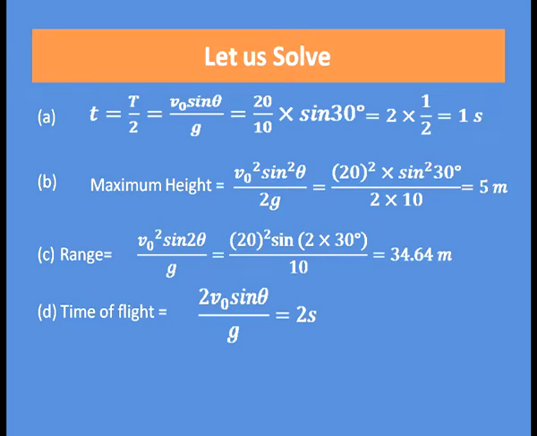34.64 meter, and the total time of flight is equal to twice of small t, that is also you can use the formula for time of flight, that is 2 V0 sin theta divided by g, and put all the values and it comes out to be 2 seconds. So, this is how you can use the formulas for total time of flight, range and maximum height and find out the solution for numericals.